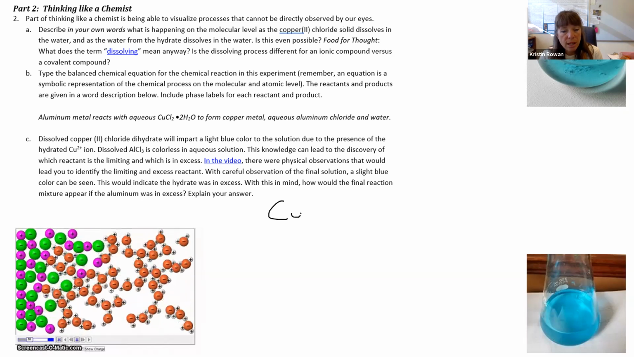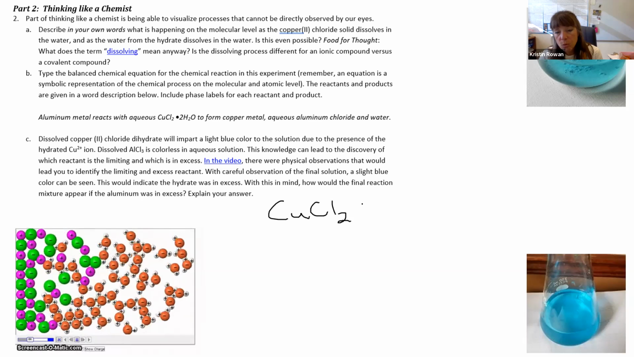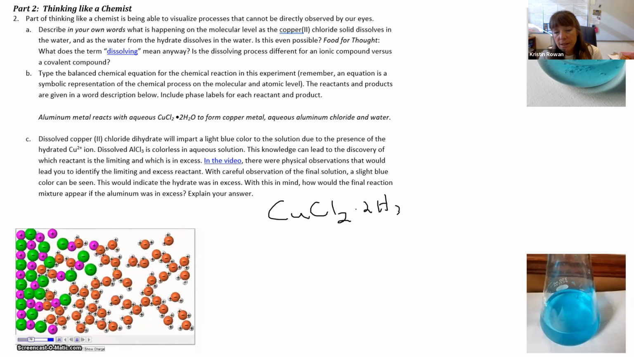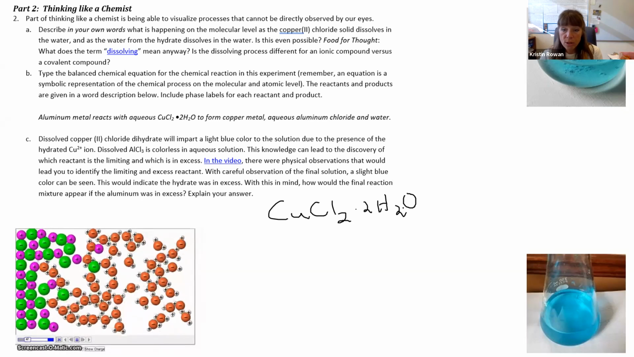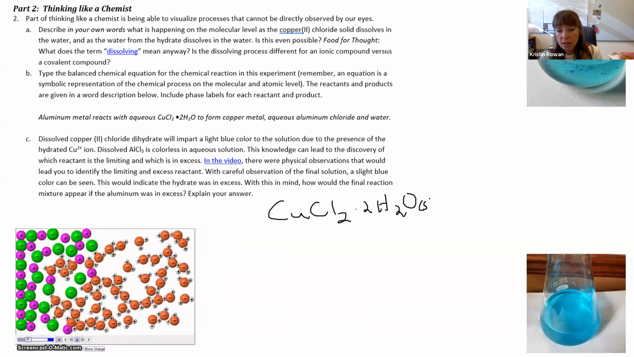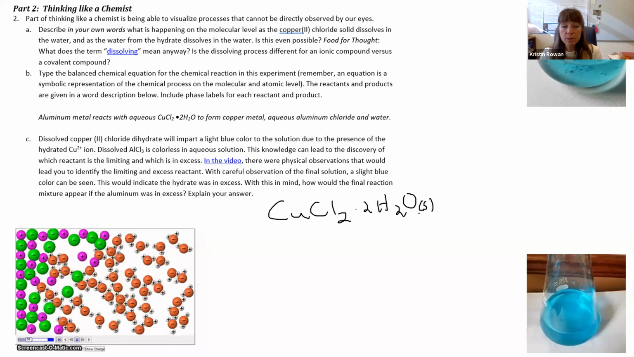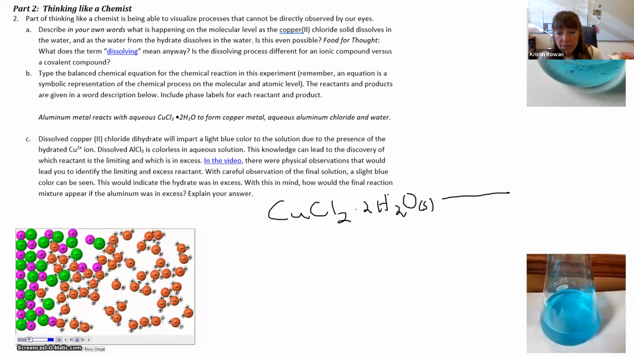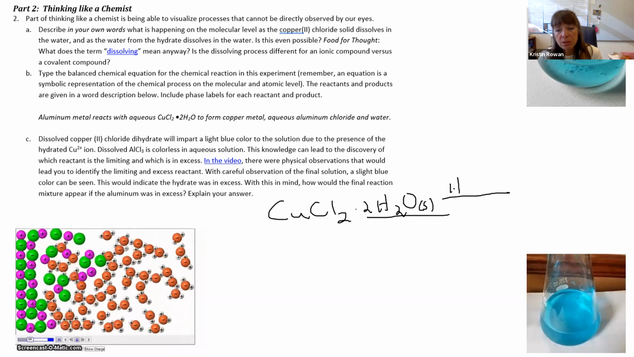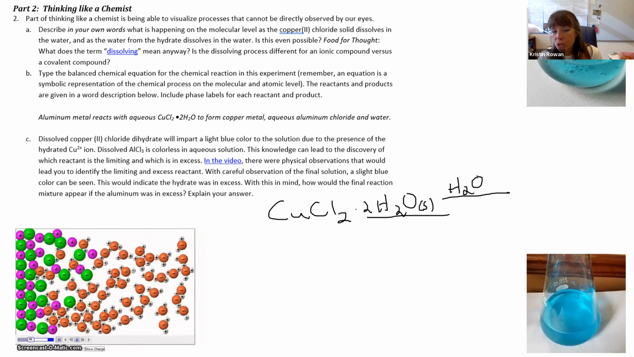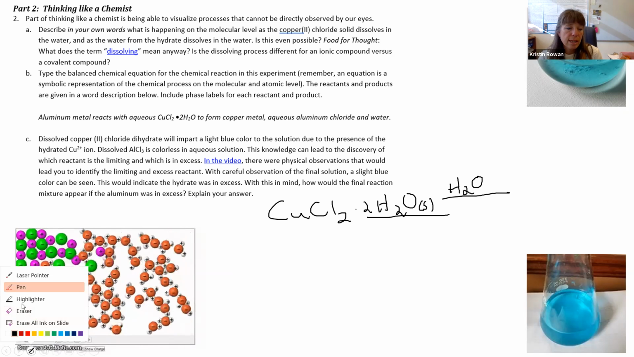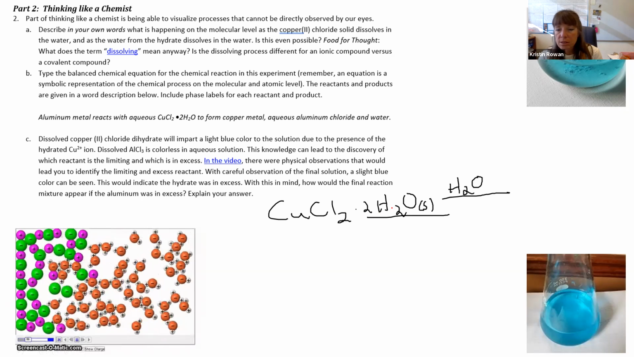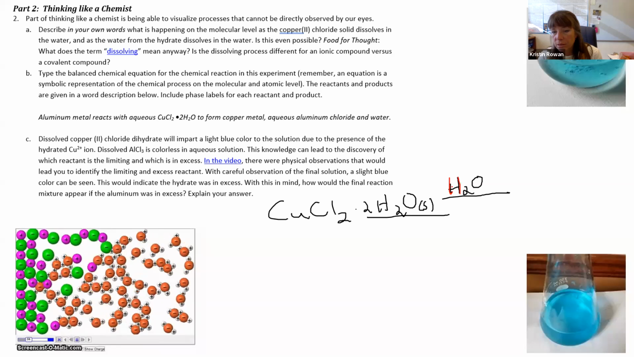Because when I have something like a hydrate, which has water molecules attached to it, and it's a solid, then when I put that in water, these waters are trapped in the solid material. So when I put it in water and dissolve it, what I should have done is made these waters a different color.